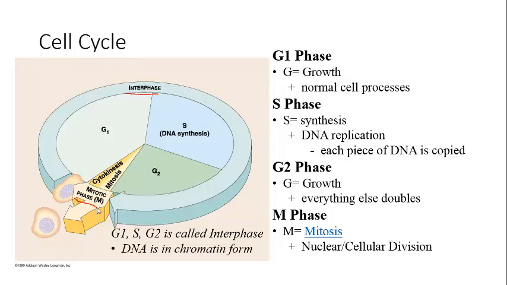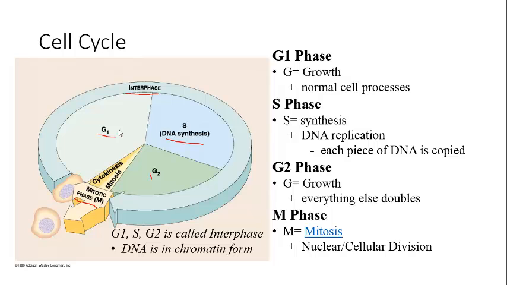Interphase is made up of three smaller phases. You have G1, S, and G2. During G1, the cell is growing. It's also performing all of its normal processes. The S phase is when the cell really begins to prepare for the process of mitosis. During the S phase, all the DNA gets replicated. So you go from having single chromosomes to now having duplicated chromosomes that are made up of two sister chromatids attached in the middle by the centromere.